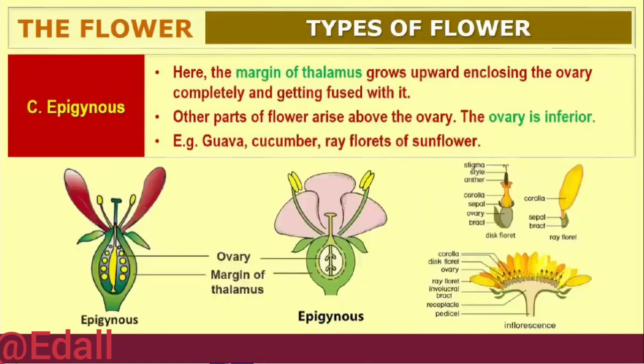In epigynous flowers, the margin of thalamus grows upward enclosing the ovary completely and getting fused with it. The other parts of flower rise above the ovary. Hence, the ovary is said to be inferior as in flowers of guava and cucumber, and the ray florets of sunflower.